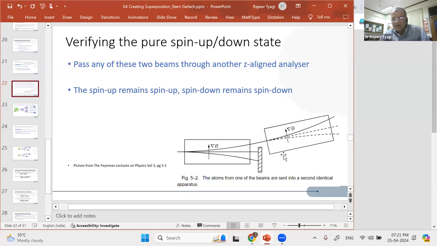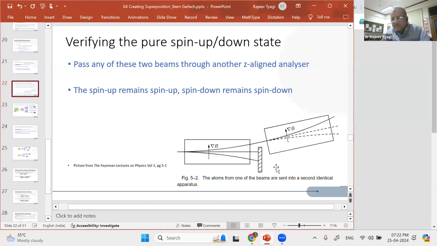Excuse me, sir. What is Z analyzer? Z analyzer. Okay. The magnetic field that you are passing it through is along Z, and also you are able to count. So that is called Z analyzer. There is an option for magnet also. Good that you ask in between, because this is a question which should be answered right now.